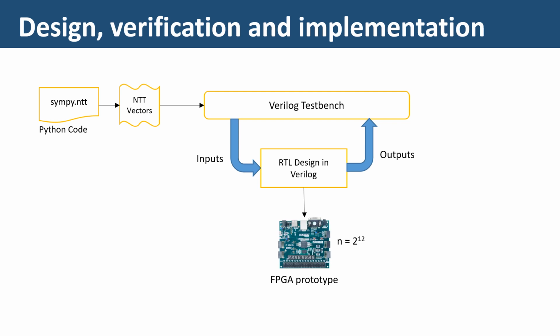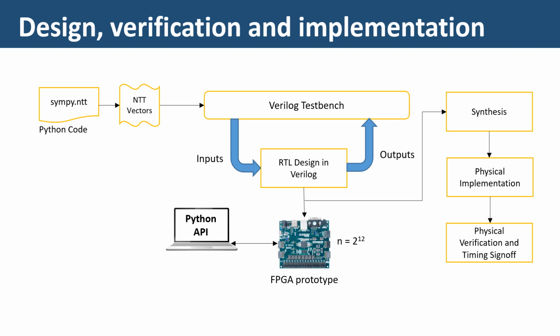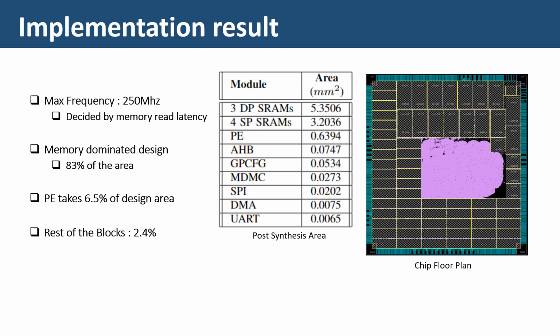We also prototyped the design on FPGA, but with polynomial degree of 4000. We also wrote a Python API to communicate with the CoFHEE from an external host. Then the design is taken through backend implementation using an industry standard design flow using EDA tools from Synopsys and Cadence. Here is the implementation result of CoFHEE. The frequency achieved is 250 MHz and it is mainly decided by the memory read latency, which itself is around 4 nanoseconds.